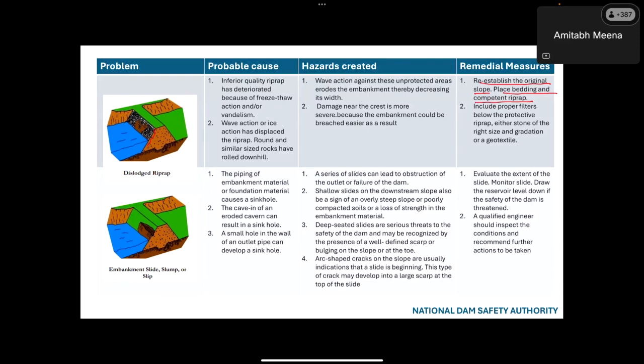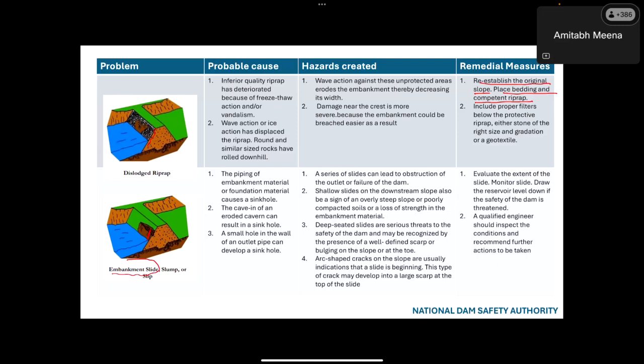In this case, a slide has occurred on the upstream slope. So the piping of the embankment material or foundation material causes a sinkhole. The cave-in of an eroded cavern can result in a sinkhole. A small hole in the wall of an outlet pipe can develop a sinkhole.